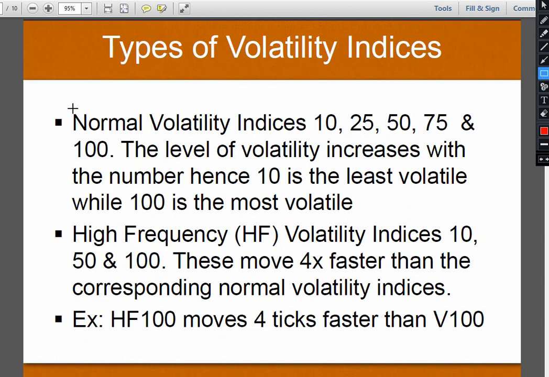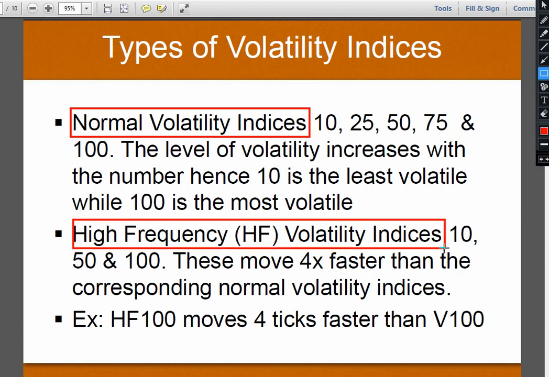From my analysis, because I've been trading this, volatility indices can be categorized into two: normal volatility indices and high frequency volatility indices. The naming is based on how volatile the indices are. Under normal volatility indices, we have volatility 10 index, volatility 25 index, volatility 50 index, 75 index, and 100 index. Progressively from 10 to 100, volatility increases, meaning 10 is less volatile than 25, which is less volatile than 50, less volatile than 75, and 75 is less volatile than 100. So volatility increases as the number of the index increases.